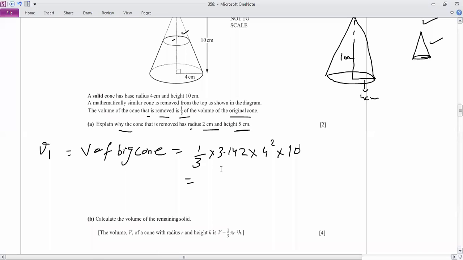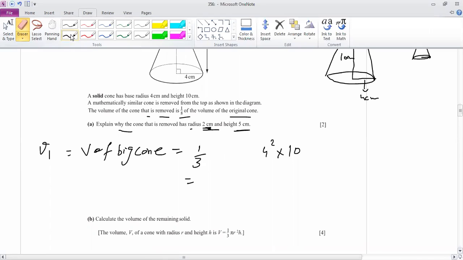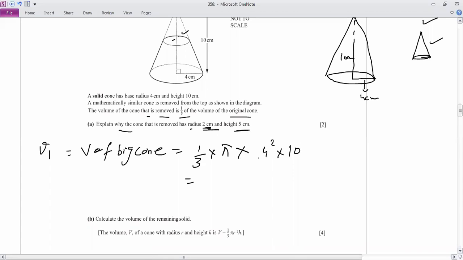1 over 3, 167.6. Okay, instead of that, one more thing I can do, because I don't want the answer in the decimal. So rather than that, it's better if I don't put the value of pi. Okay, keep the pi. That will be more helpful to me to get a better answer. I will say times pi times 4 square. So then what it will be? It will be 1 over 3 pi into 16 into 10, that is 160. Yes. So I can say 160 over 3 pi. This is the volume of the big cone.